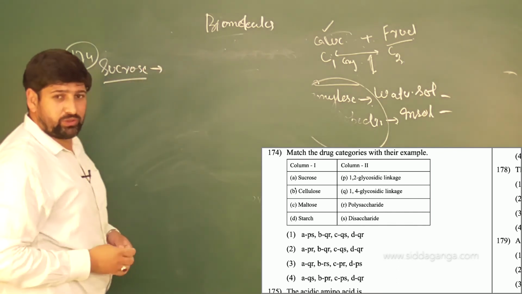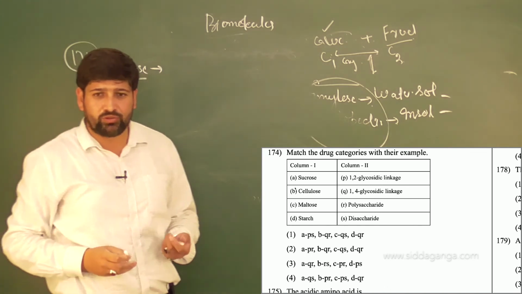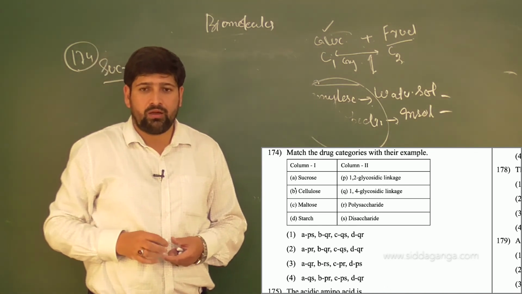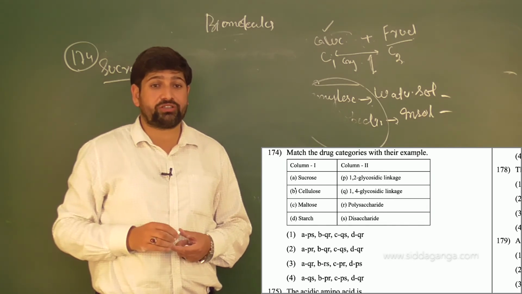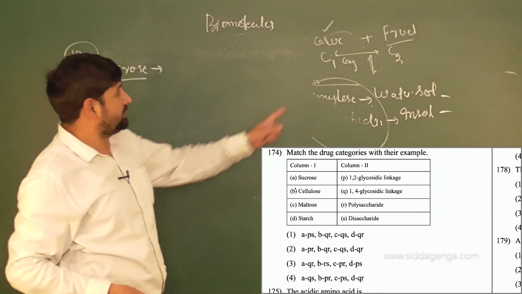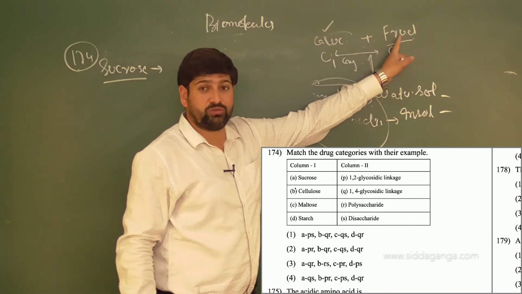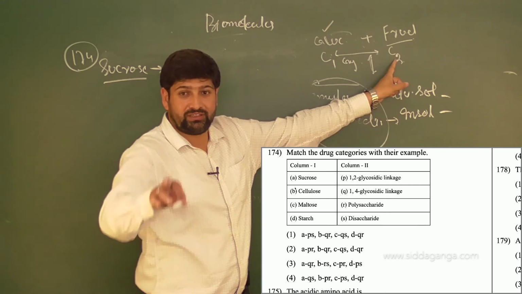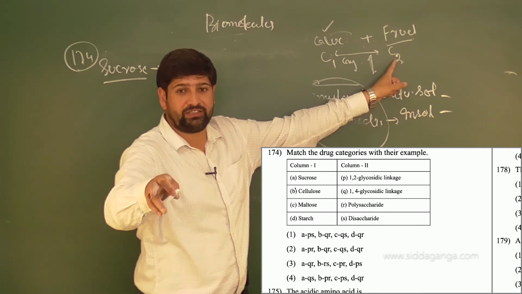Sucrose. Let us see what sucrose is. In sucrose, we have the options given to us. P is 1,2-glycosidic linkage. Absolutely right. Glucose plus fructose gives you sucrose. And what's the link? C1, C2 link. That's it. 1,2-glycosidic linkage. It's mentioned outright.